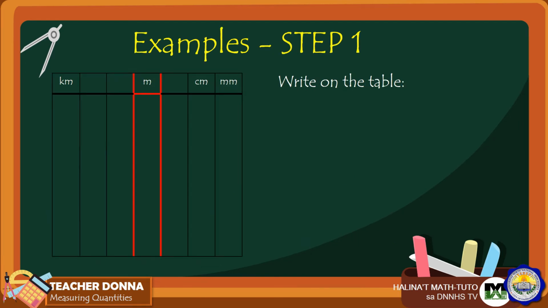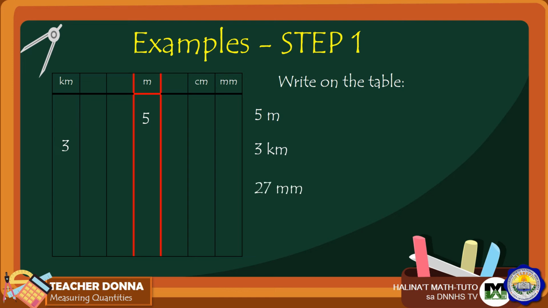Another example, step 1, write on the table. So, ilalagay natin sa table yung mga numbers kung saan column siya dapat. Halimbawa, 5 meters. So, yung 5, ilalagay nyo sa ilalim ng column ng meters. 3 kilometers. So, yung 3, ilalagay nyo sa ilalim ng kilometers.